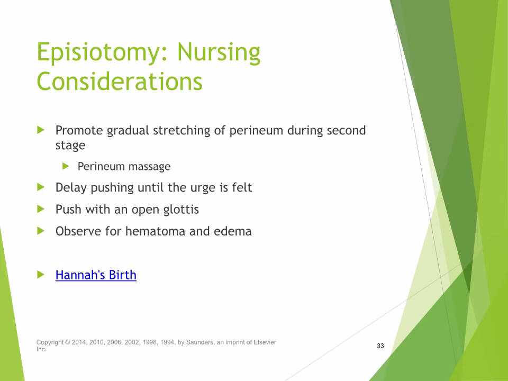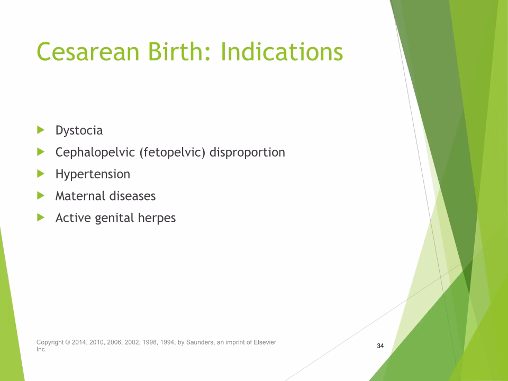Considerations for episiotomy include promoting gradual stretching of the perineum during the second stage, such as performing perineal massage and warm compresses towards mom's bottom to really promote that tissue to stretch. Delay pushing until the urge is felt, and push with an open glottis. It's a very different type of pushing where moms are encouraged to grunt or make noises, really bear down, let that tissue stretch, and observe for any type of hematoma or edema that can occur in that area, in particular the site of the episiotomy.